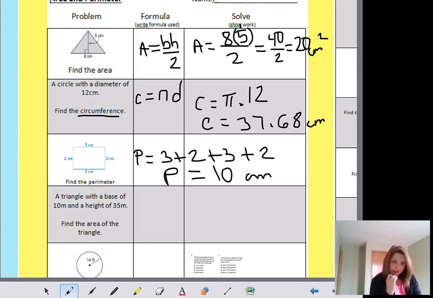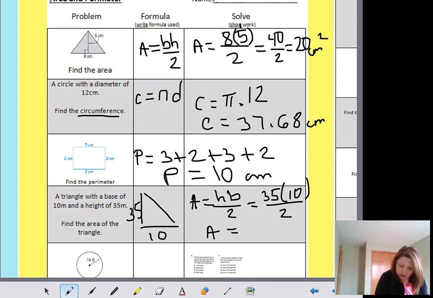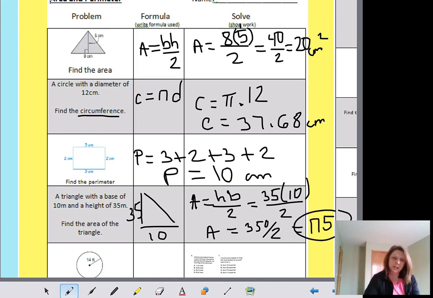Then we have another example. It says a triangle with a base of 10 meters and a height of 35 meters is given. So base 10 and height 35. Find the area of the triangle. Well, again, the area of the triangle is b times h over 2. So it will be 35 times 10 over 2. The area is 350 over 2, which is equal to 175. Final answer here.